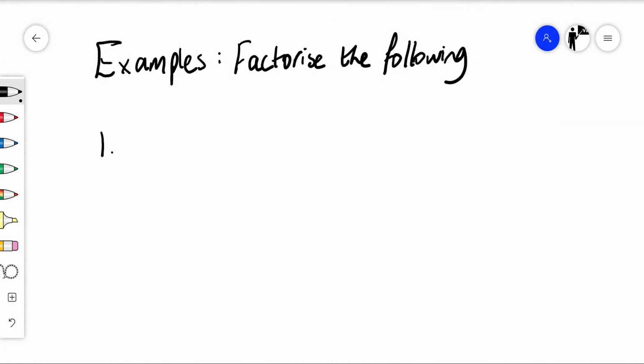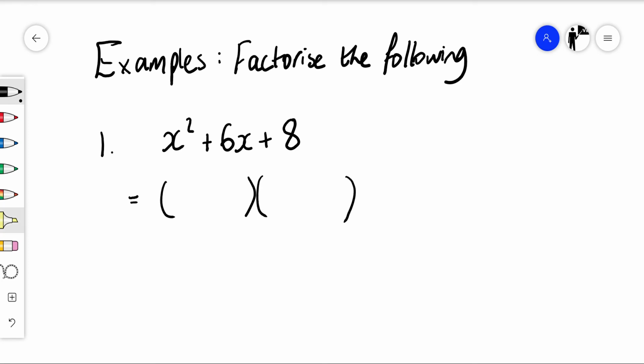Okay, so number 1, let's go for x squared plus 6x plus 8. So remember when we've been looking at factorising, we've been asking, is there a common factor? Do I have something squared, take away something squared? And you can see this expression does not meet either of those criteria. I don't have a common factor, I don't have something squared, take away something squared. So that means I'm going to have a trinomial.